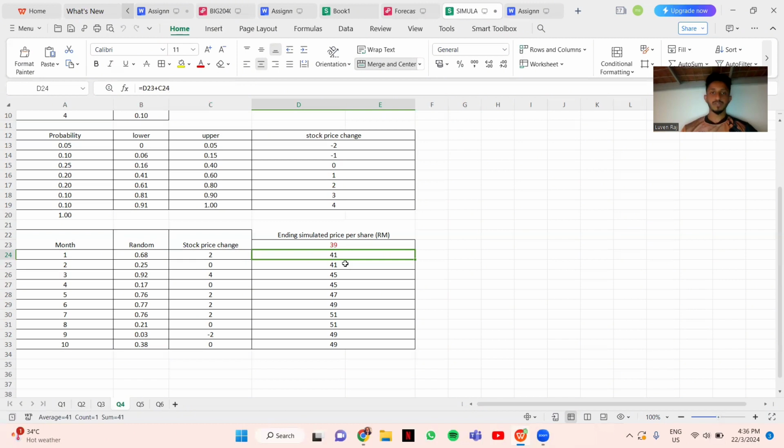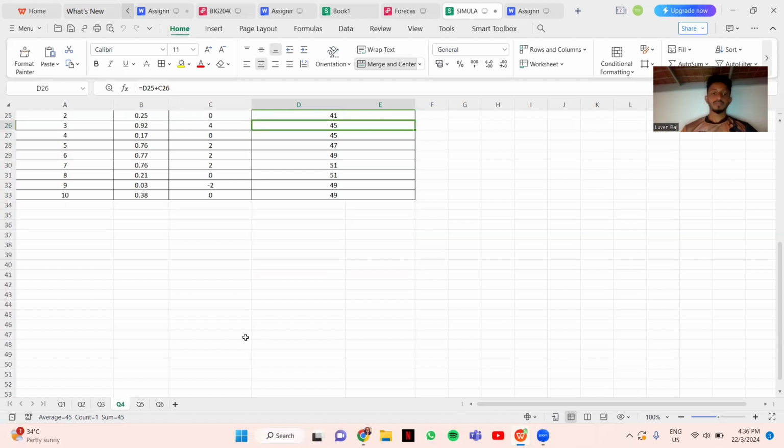So this one is also the same, the 39 plus C25, which is almost the same. So it's like this plus this, you get this, this plus this, you get this, and then this plus 4, you get 45. It's just like that. So I use the formula equal D25 plus C26.